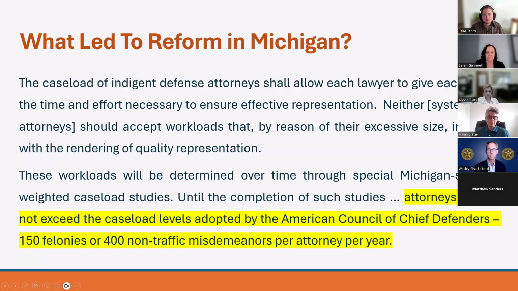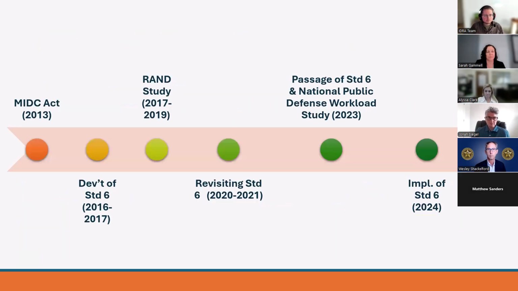But at the same time, what the standard also said is that workloads needed to be determined over time through Michigan's specific weighted caseload studies. And so, the standard was written with these numbers, but also with an indication that it needed to be made more specific to Michigan at some point. Sarah, on to the next one, please.